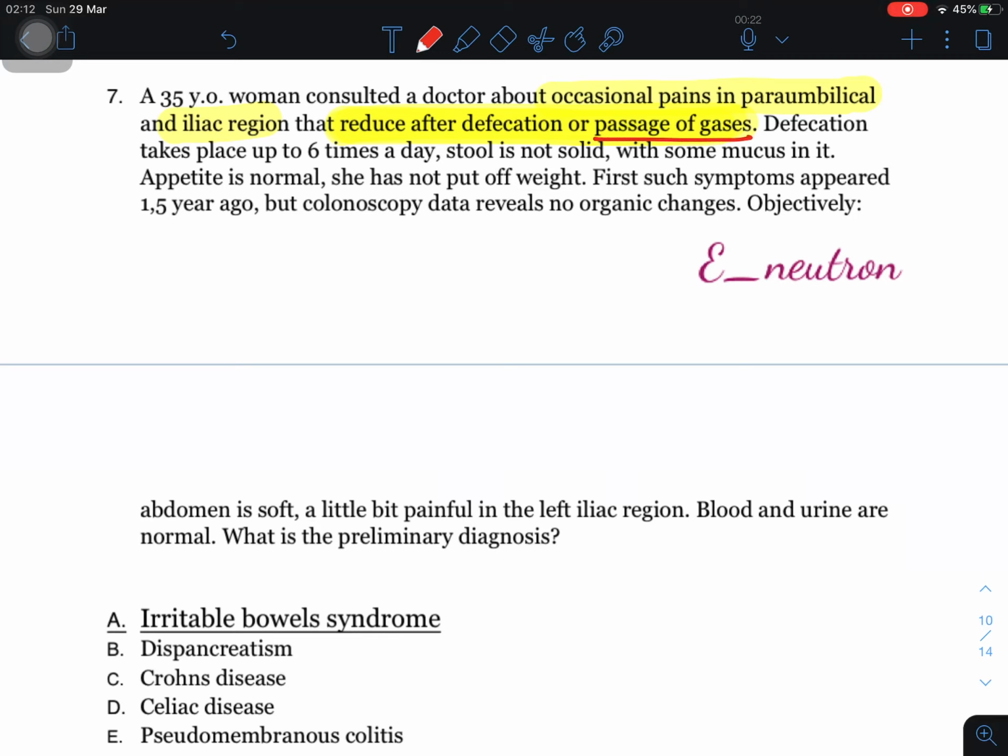This gives relief to the patient, right? After defecation and after farting, it gives her very good relief. Another thing is, this happens 6 times a day. Stool is not solid, with some mucus in it. She has not lost weight, so there is no point of thinking about cancer, right? And colonoscopy data reveals no changes. These are some of the important things which you need to keep in mind.